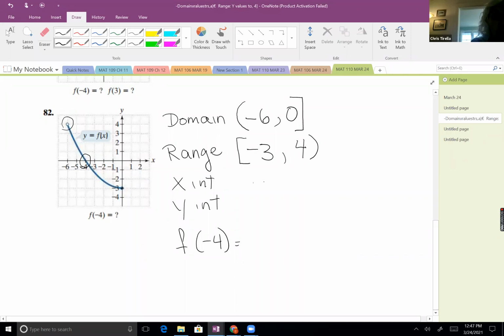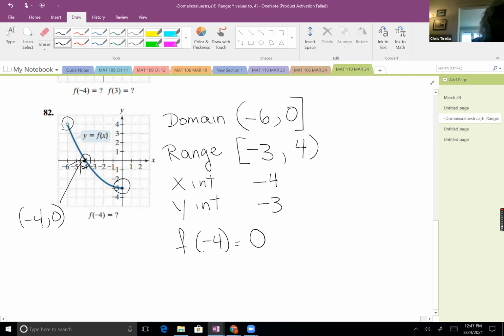X-intercept: it crosses the x-axis at -4. Y-intercept: it crosses the y-axis at -3. And for f of -4, when x is -4, the y value is 0, because that would be the point -4, 0.